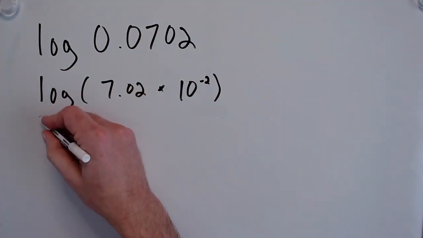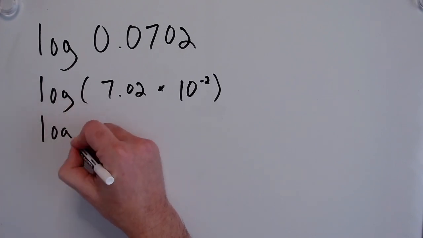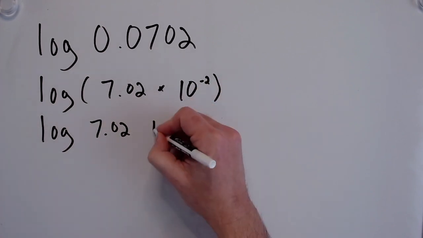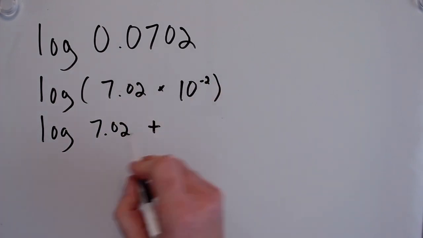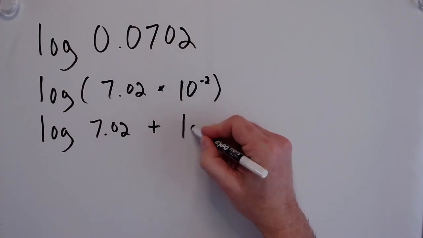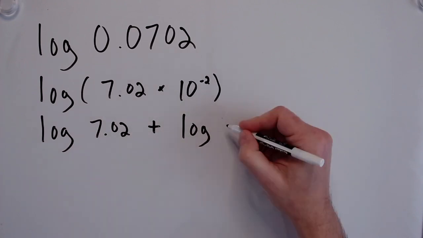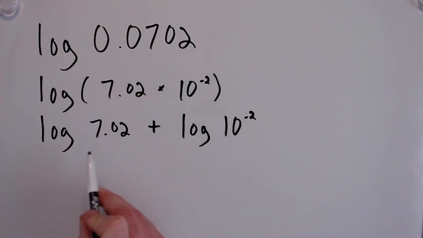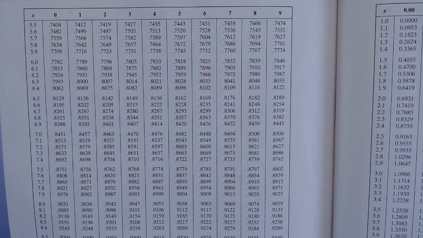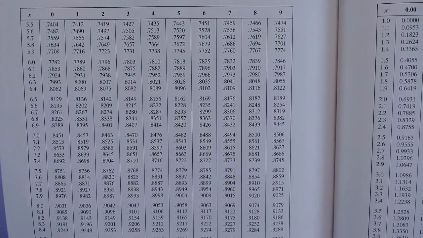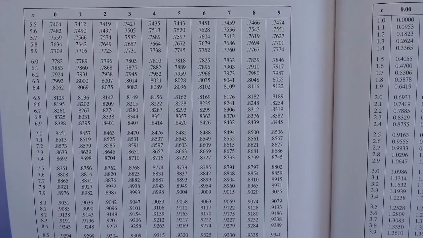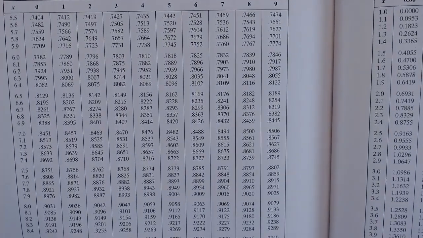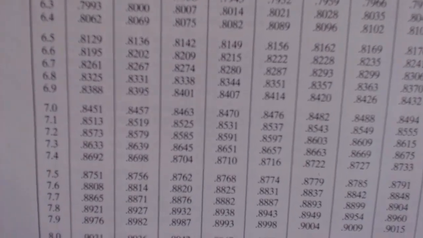And this would be the same as, we'll split this up right now into a sum, the log of 7.02 plus, because we've got a multiplication that turns into two things being summed, the log, again base 10, but we don't need to write it, of 10 to the negative 2. So for the first part, we'll go back to our fun table. So 7.02, we'll go to the 7.0 row, and the 2 column gives us an answer of 0.8463.